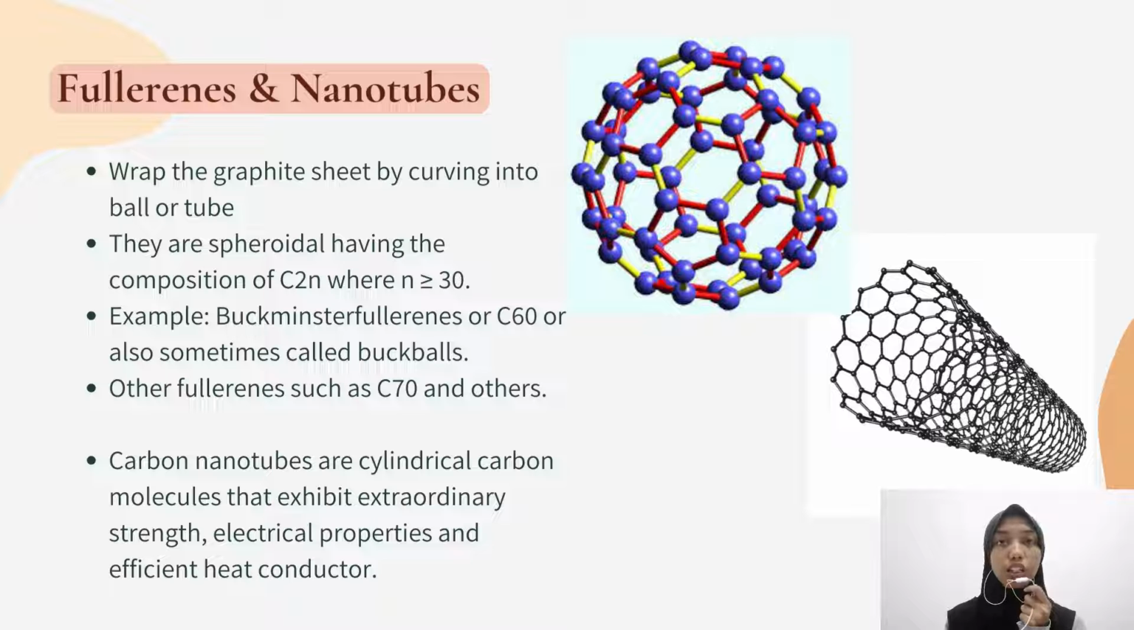We also have carbon nanotubes. Carbon nanotubes are cylindrical carbon molecules, and carbon nanotubes exhibit extraordinary strength, electrical properties, and are an efficient heat conductor. As we can see in the picture on the right of the slide, the ball-like shape is a Buckminster fullerene, and the cylindrical shape is the carbon nanotube.